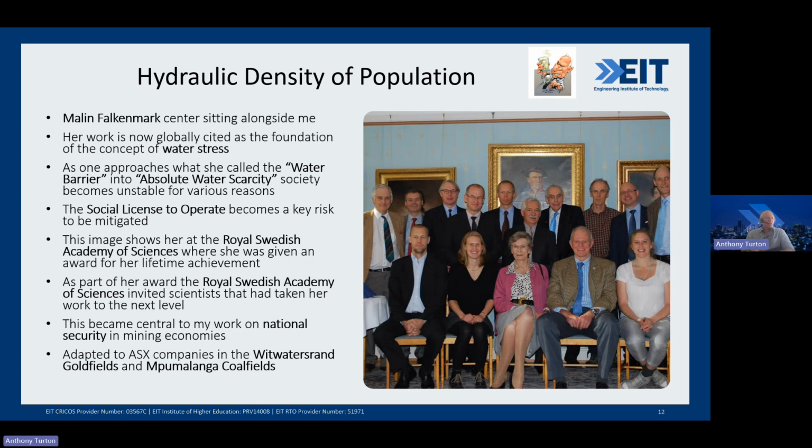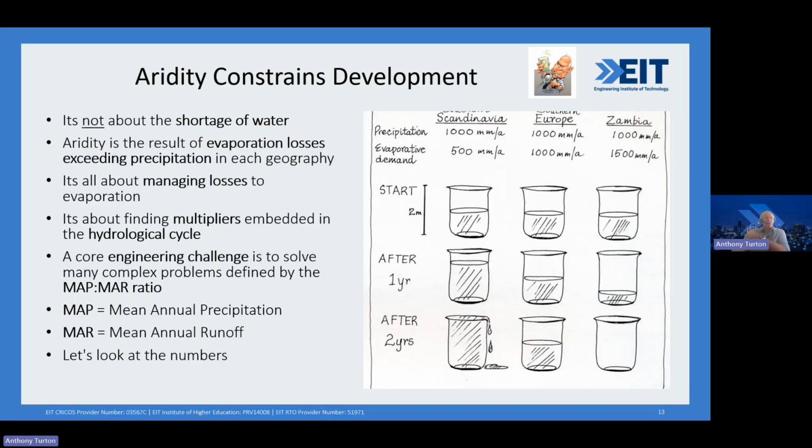This has now been adapted to ASX companies. So this is Australian listed companies, Australian Stock Exchange listed companies in the Witwatersrand goldfields and in Mpumalanga coalfields, where I've acted as a strategic advisor to senior decision-making executives of Australian companies operating in South Africa, facing this very risk. So let's now drill into what aridity means. And this is an important conceptual thing for the listener to understand.